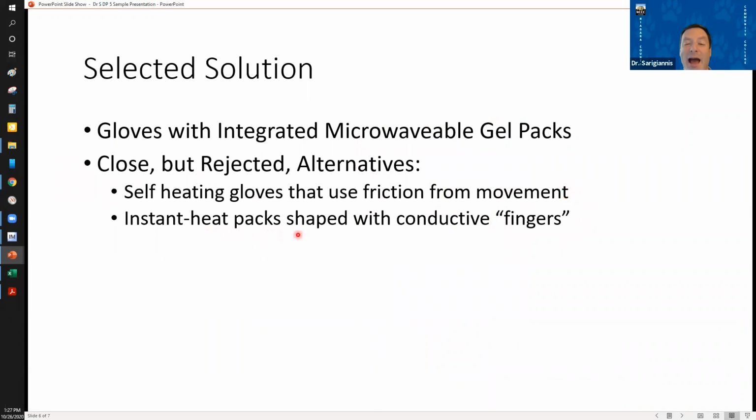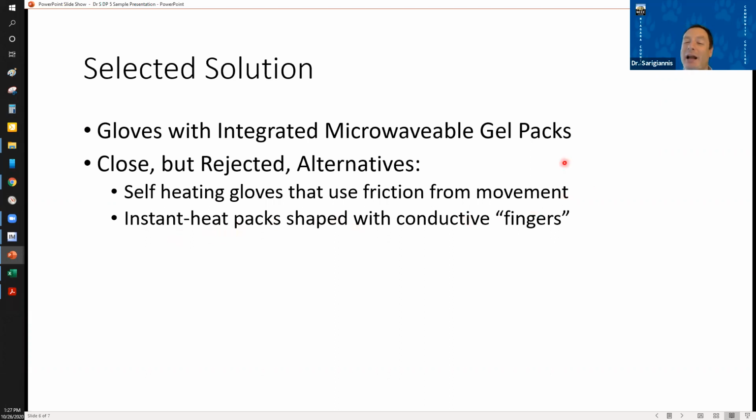And then instant heat packs shaped with conductive fingers. I didn't really think this was much of a differentiator, since you've got this little heat packet in your palm anyway to begin with. Now you've got to worry about somehow getting a heat pack in there that has these little conductive fingers that go up into your glove fingers. How do I get these in there? Do I put them in first and then put my hand in? It just seemed a little cumbersome for the user.